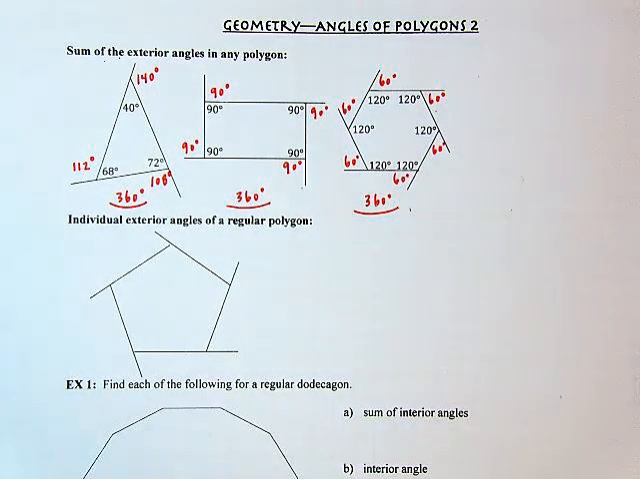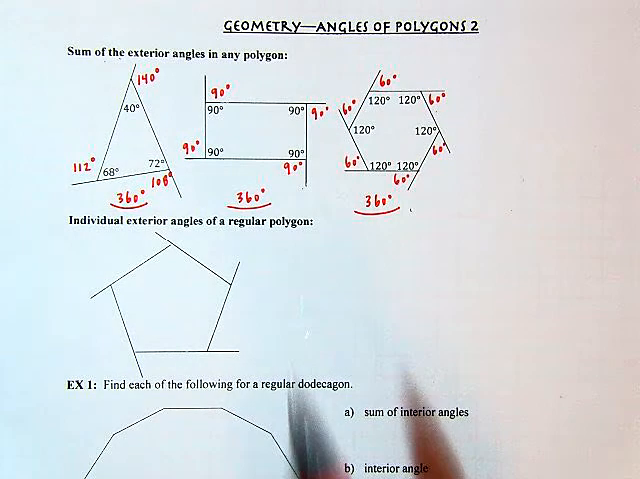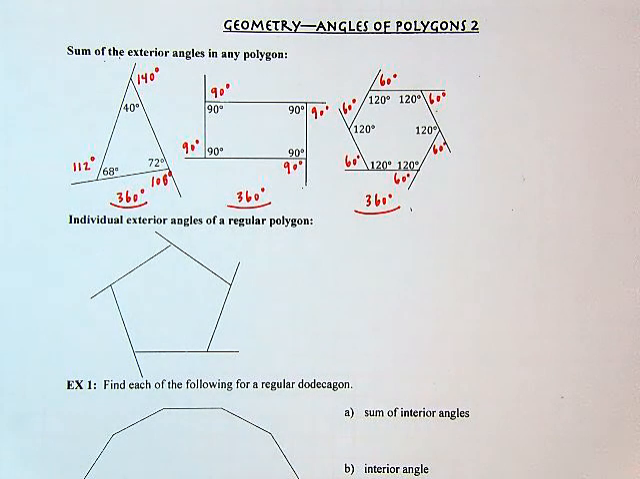So one thing that we should notice that is staying constant is that no matter how many sides our figure has, this one had 3, here 4, this one had 6, we're seeing that the exterior angles all sum to 360 degrees. Now let me show you why.